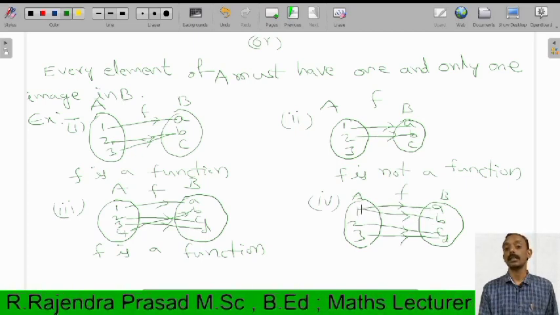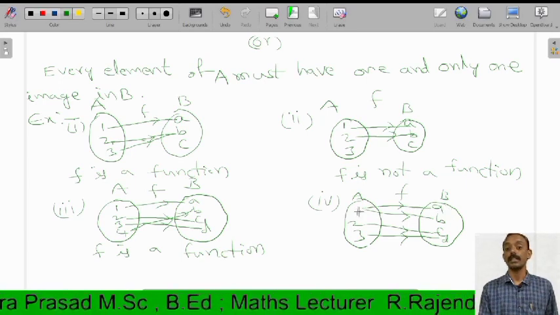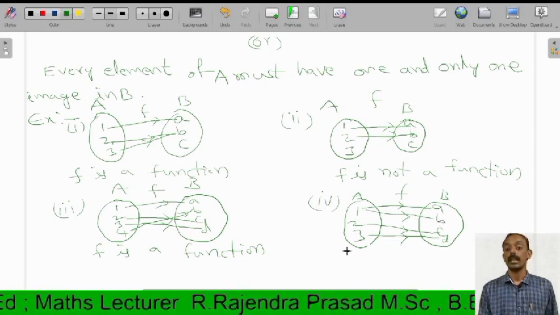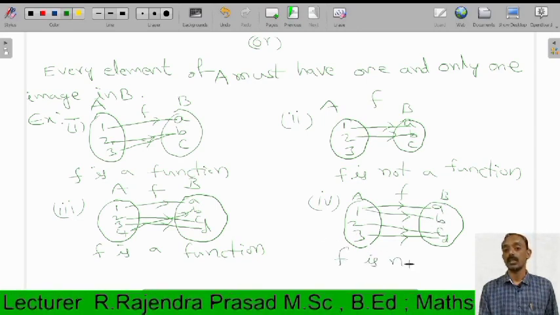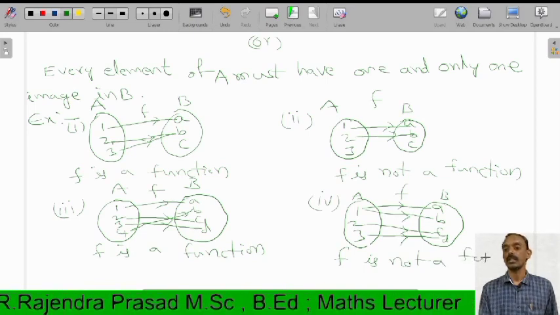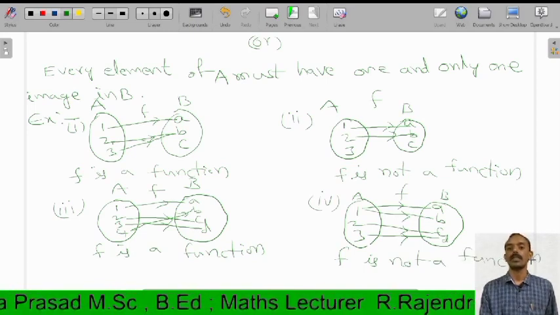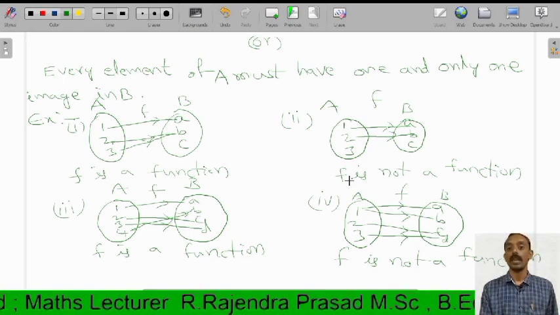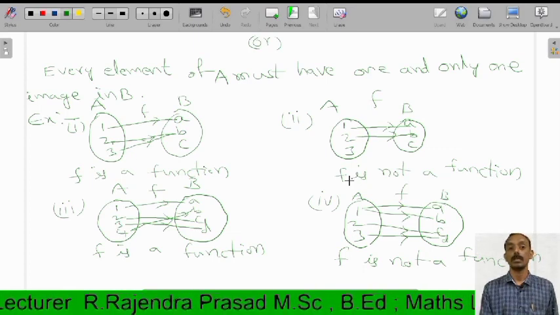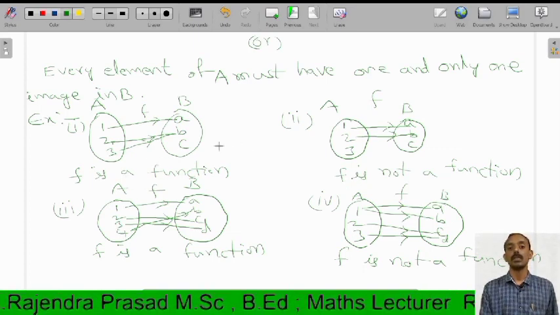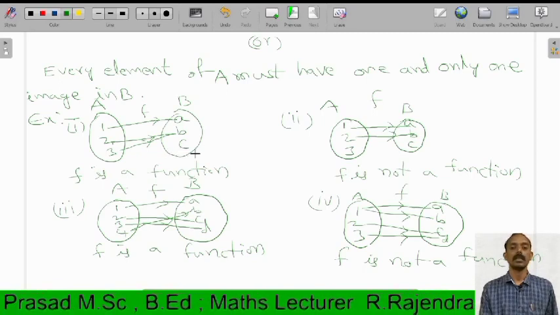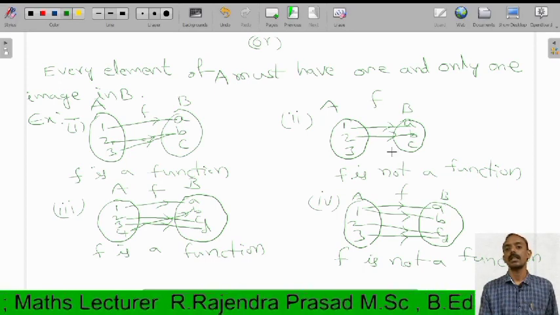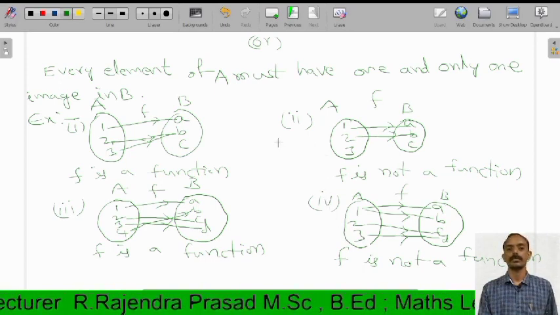Every element in A must have only one image. But here 1 has two images in B. Therefore f is not a function. Every element of A must have one and only one image in B. If every element in A has exactly one image in B, then it is a function; otherwise it is not a function. Okay?